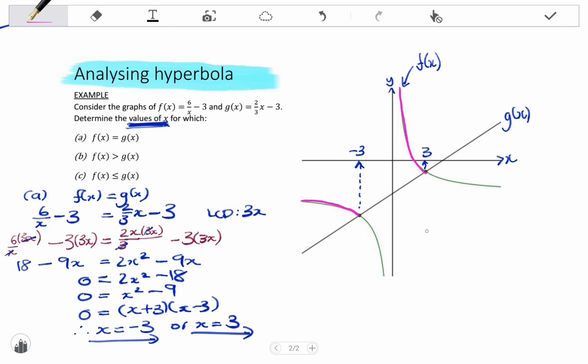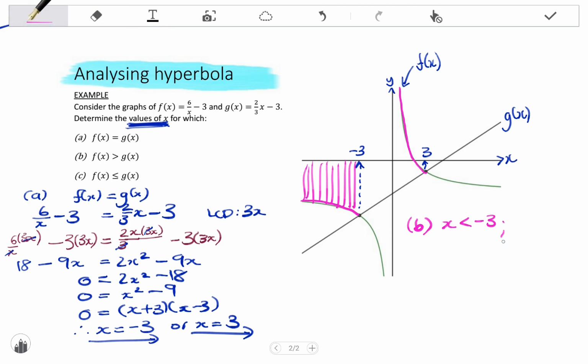Okay, so I need to represent these two parts with two inequalities. So I'll write my answer here. So for b, the x values for this part of the graph, the lower limit is negative infinity, the upper limit is negative 3. So I can write this as all the x values that are less than negative 3. I don't include the negative 3 because it didn't also ask where f of x was greater than or equal to g of x.